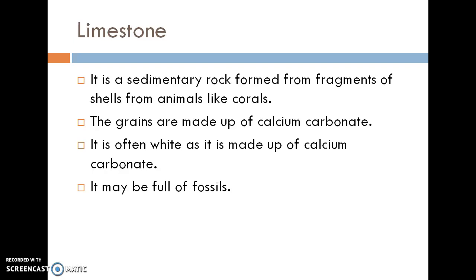Now the second example, on page number 111, is limestone. What is limestone? This is of course a type of sedimentary rock, so it is formed by sedimentation. But here there's a slight difference, because it is formed from the fragments of shells from animals like corals. You've seen corals on the seabeds, and the grains are made up of a chemical substance, a salt known as calcium carbonate. It is often white as it is made up of calcium carbonate.